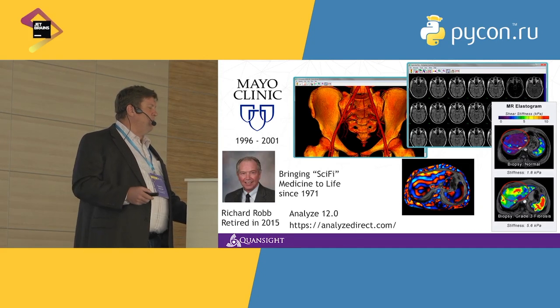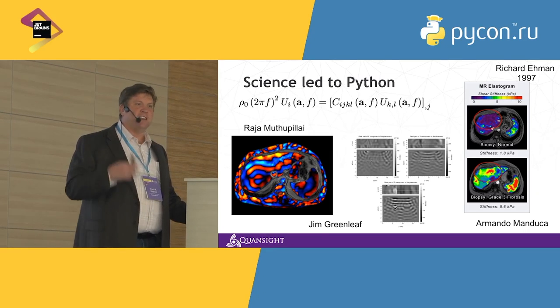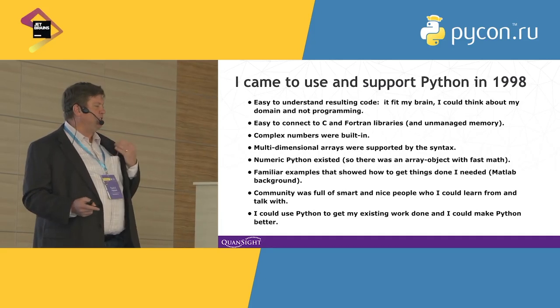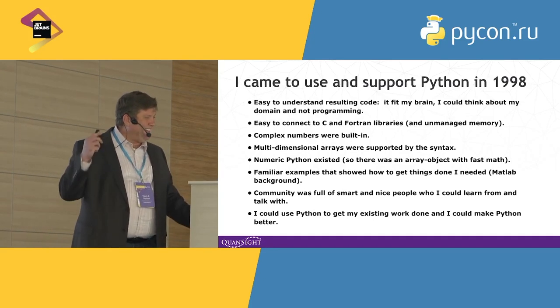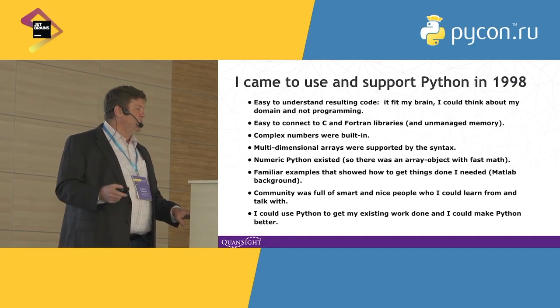So NumArray was the second one. I was a scientist at Mayo Clinic doing my MRI and ultrasound, things that I thought were fun. I came to use and supported Python in 1998 because, one, it was easy to understand the resulting code. It fit my brain, and I could think about my domain and not programming. Easy to connect to C and Fortran libraries. That connectivity is critical. That's why scientists use it. That's why it's so popular.